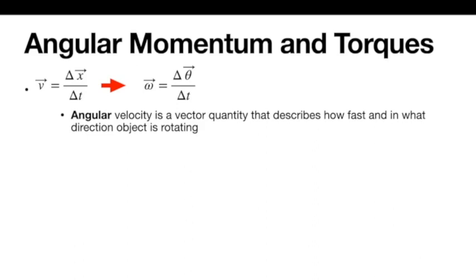Okay? Now let's transition over to angular momentum and torques. So we saw that these quantities are analogs. Like this whole unit is really analogous to the linear momentum in a lot of ways.